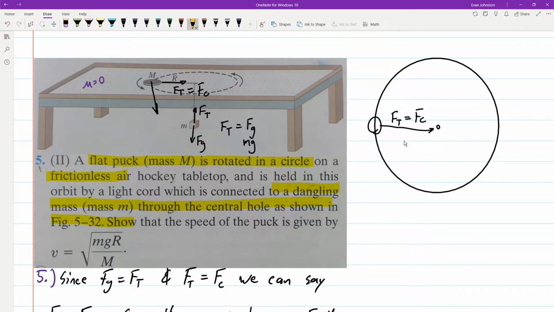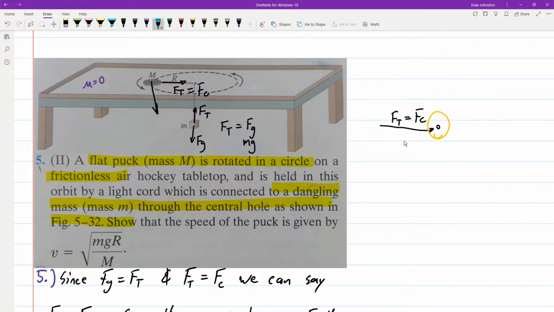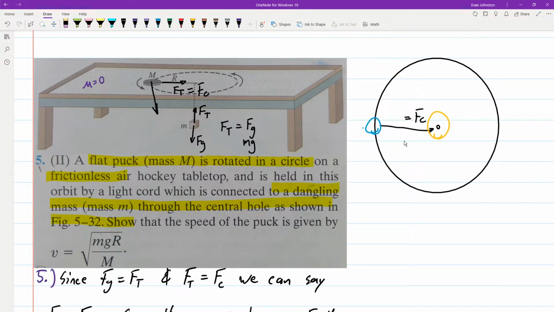Now, if this changed and it was, say, the sun, and this was the Earth going around the sun, it wouldn't be tension keeping it in orbit. It would be the force of gravity. We could set those two equal because gravity is the center-seeking force here. Gravity would always be pointing towards the center, and we could substitute in Newton's universal law of gravity. But that's an aside, so let's go back to our problem.